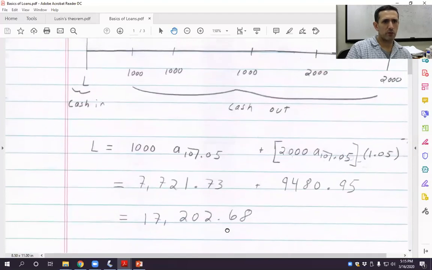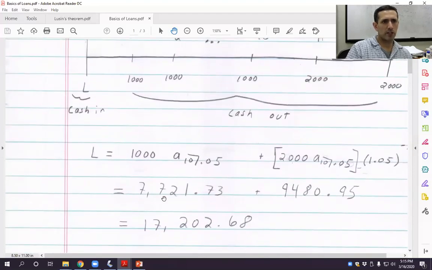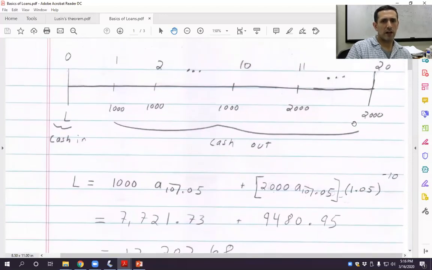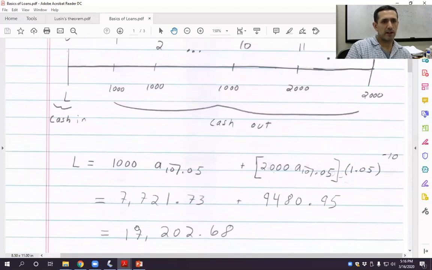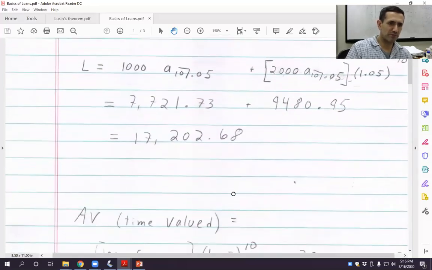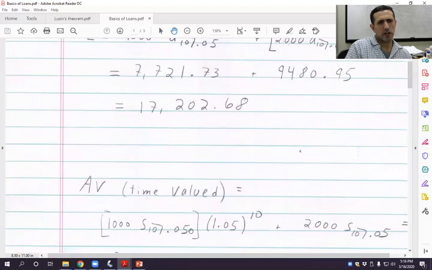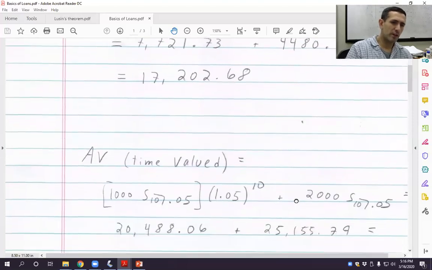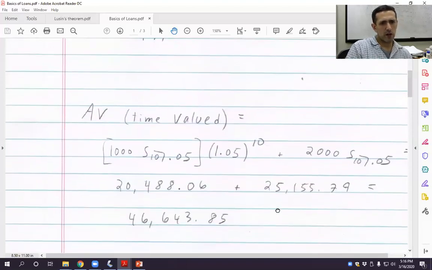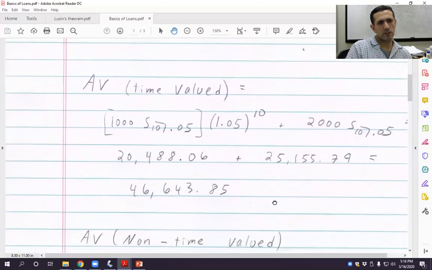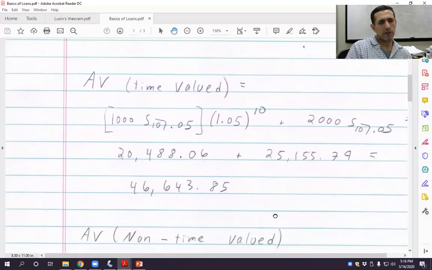Because we're saying at t equals 0, the value of all these payments is 17,202.68. So at t equals 20, the value of all these payments has to be the value of this at t equals 20. And the value of this is 17,202.68 times 1.05 to the 20th at t equals 20. So, an easier, quicker way to do it, but just a quick review of getting the accumulated value of an annuity. And a more practical question: what's the non-time valued accumulated value of all your payments?